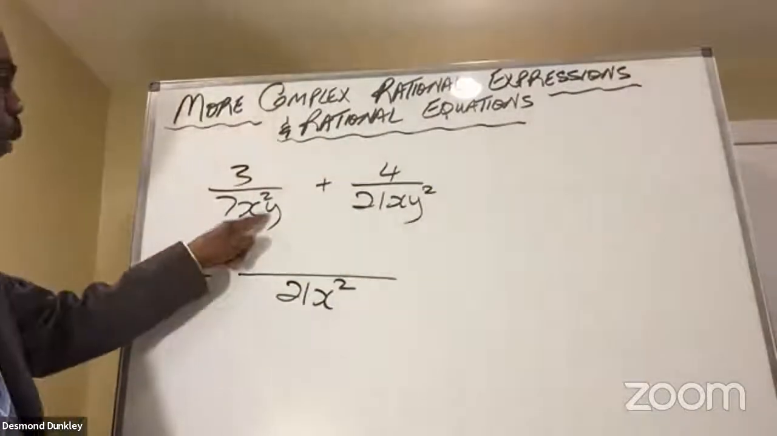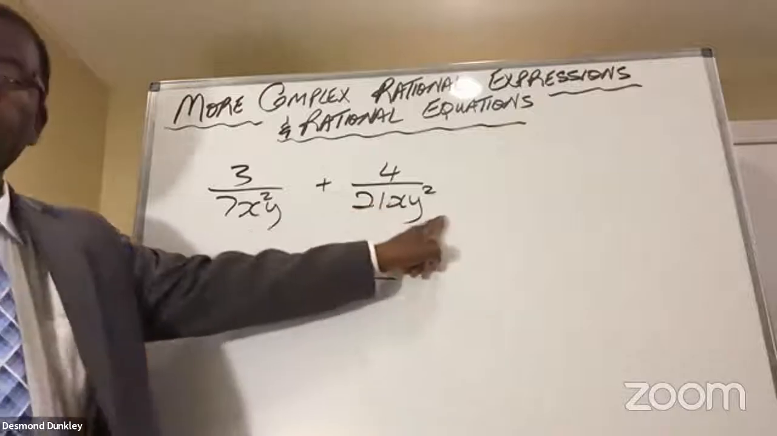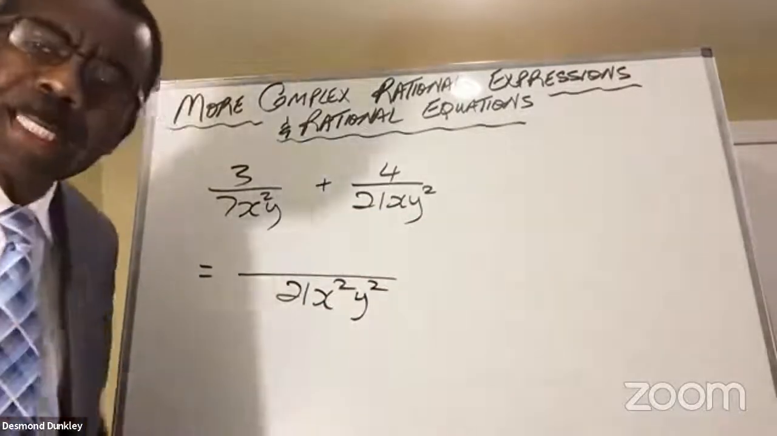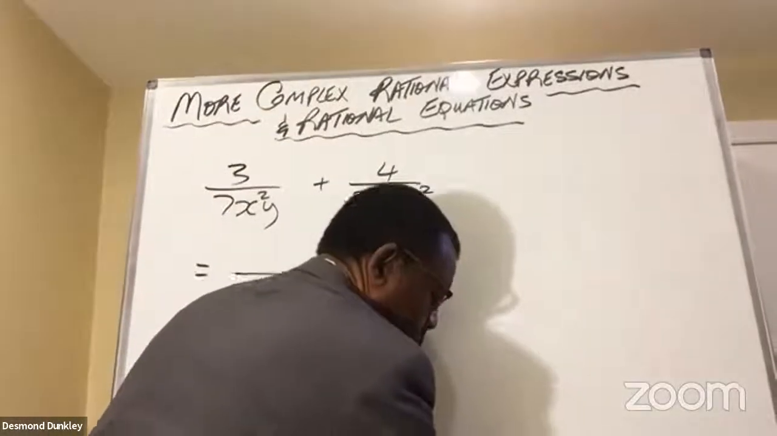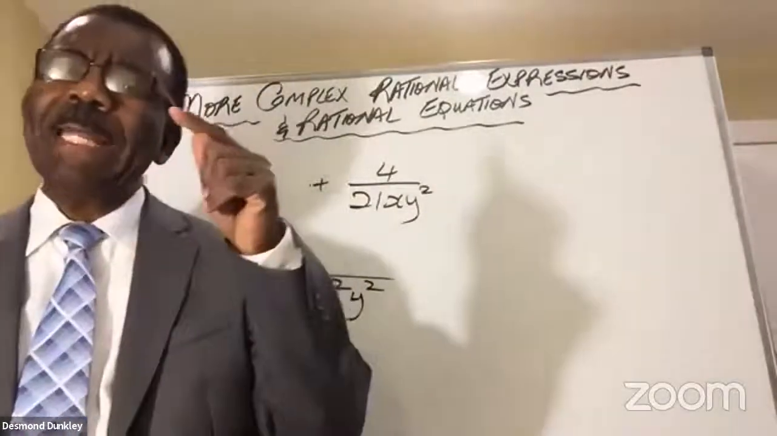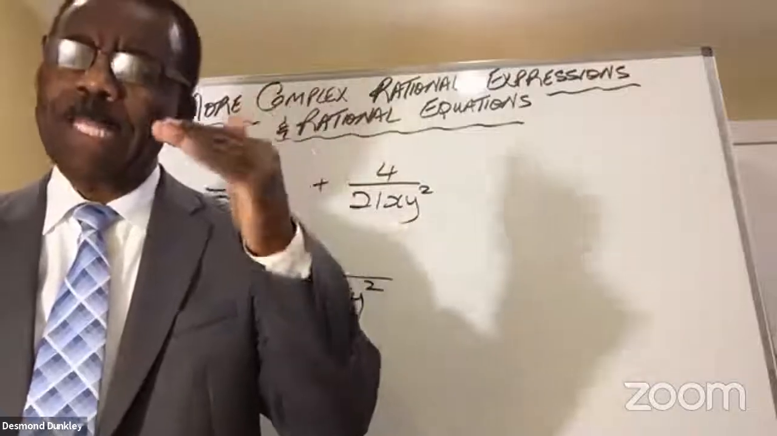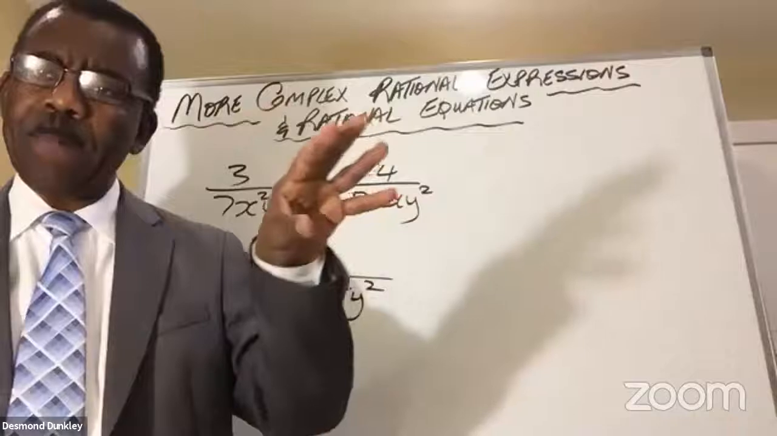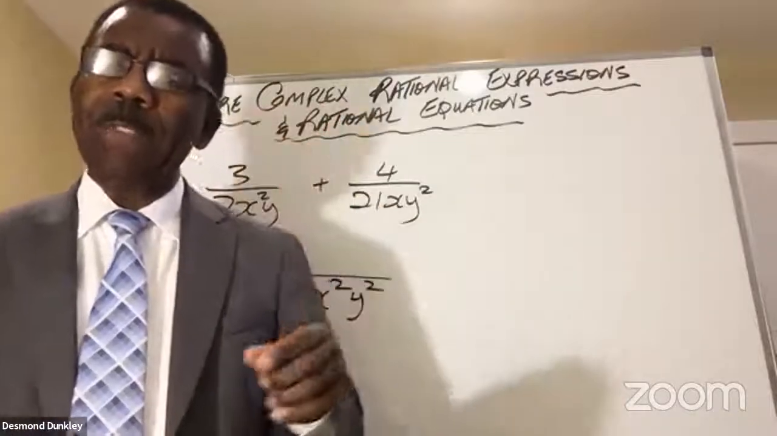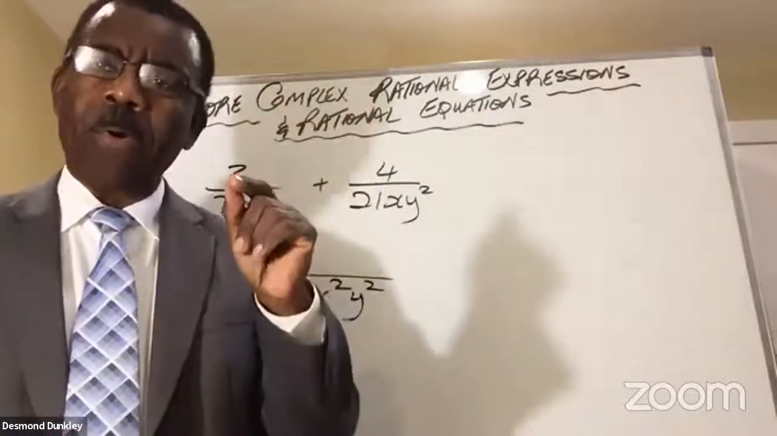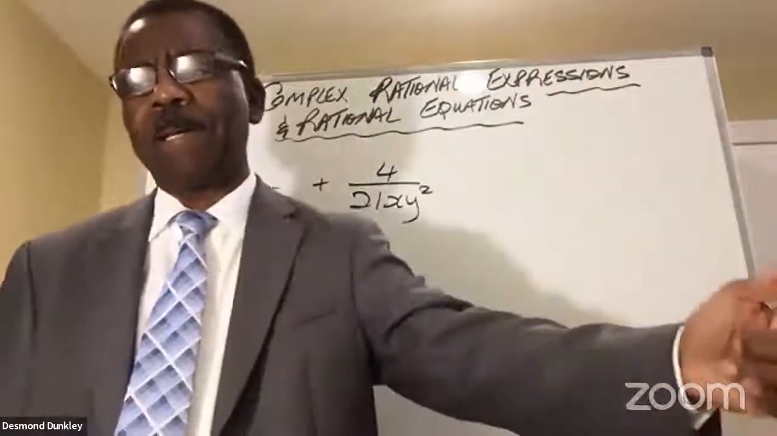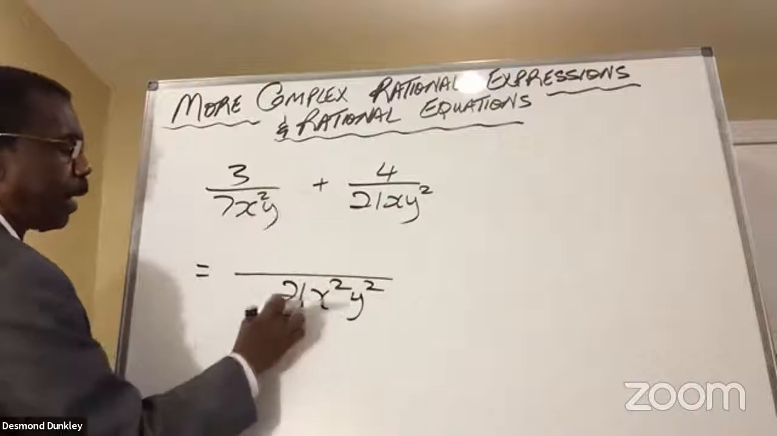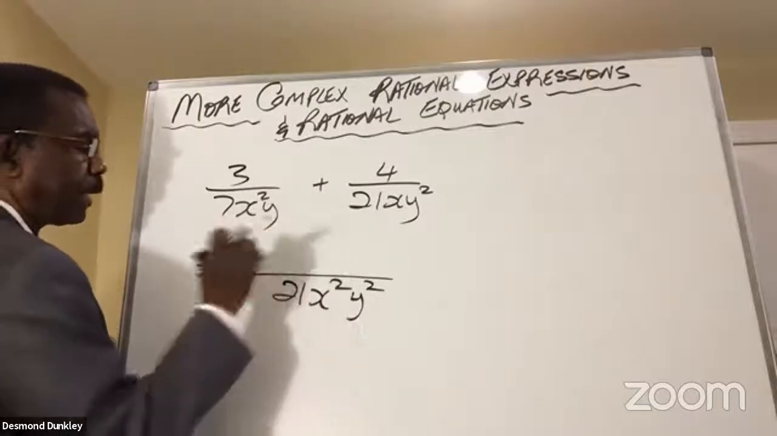Similarly, we look at the variable y. This is y squared, so we must use y squared. So what is the key? The key is we use the highest exponent for each variable. Look at all the occurrences of the variable in all the different denominators and look for the highest occurrence, and that will be part of your common denominator. So that's our common denominator now, 21 x squared y squared.